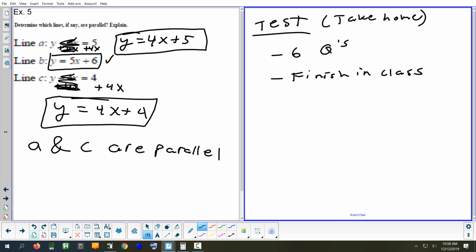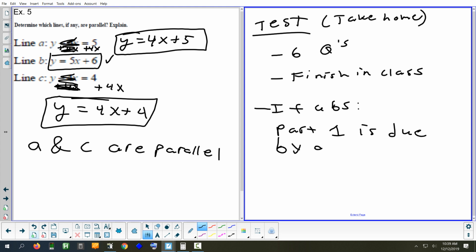If you are absent, the take-home, which is part 1, is still due by 9:20 a.m. on 12/13. That means you would have to email it to me or take pictures of it and email it. You have to send it to me by 9:20 a.m. If you know you're not going to be here tomorrow and you don't think you can email me the test, then don't take part 1 right now. You can take it another time, and we'll go from there.